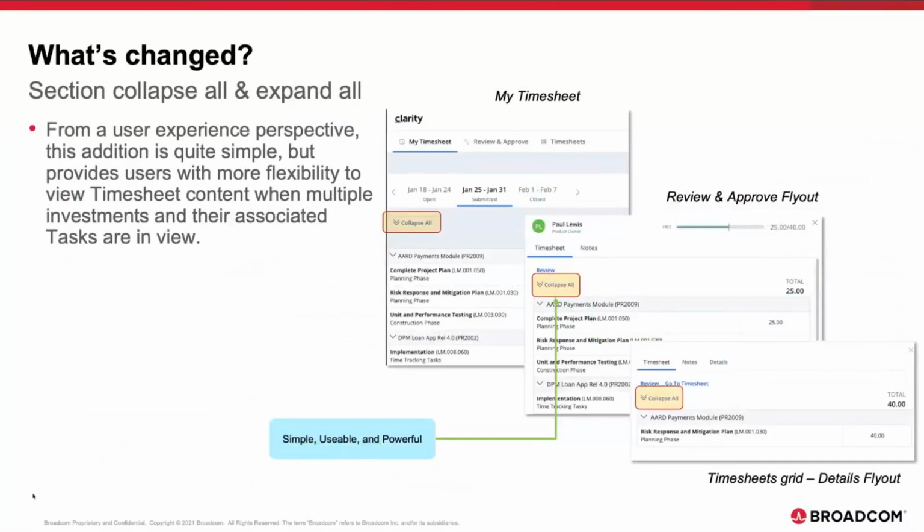The expand all, collapse all is quite simple, but it does provide the users with more flexibility to view the timesheets. So you can just see here on the My Timesheets, the review and approve flyout, as well as the timesheet flyout, you just got this ability here to expand or collapse all the sections.